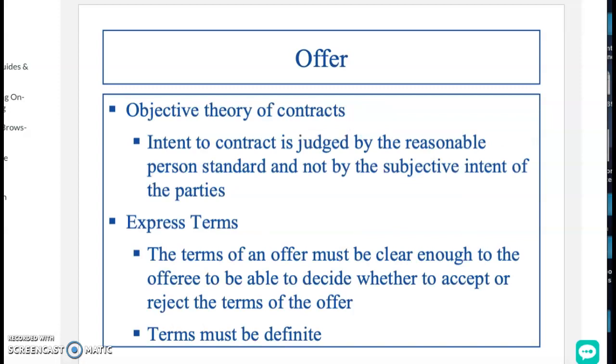The objective theory of contracts states that the intent to contract is judged by the reasonable person standard and not by a subjective intent of the parties. So if it's not rational or reasonable, the court's going to throw it out. The express terms of an offer must be clear enough to the offeree to be able to decide whether or not to accept or reject. So they have to be clear. If they're ambiguous, it's not going to help.